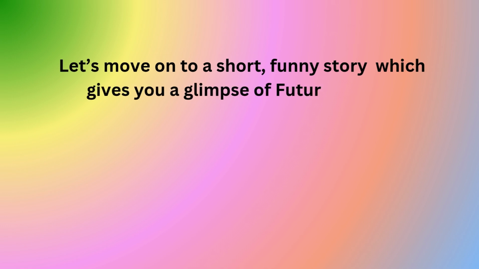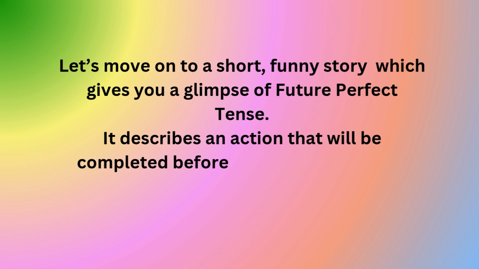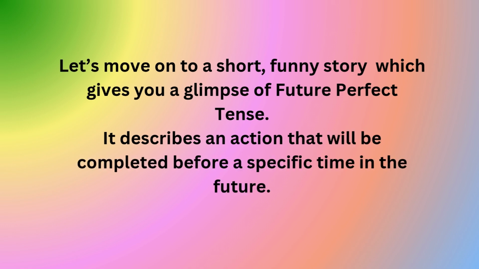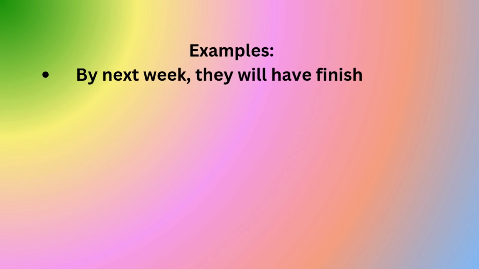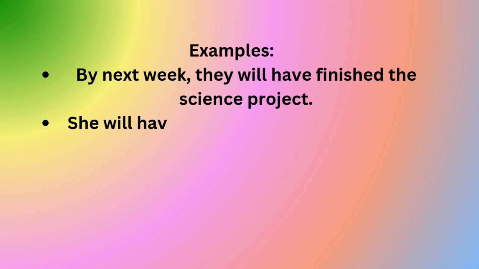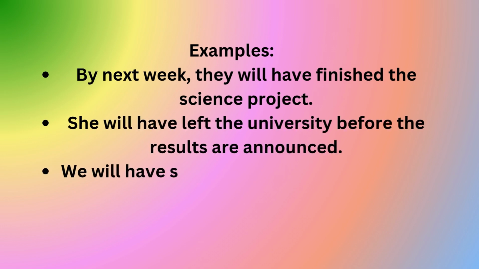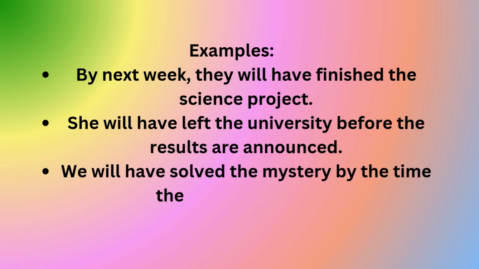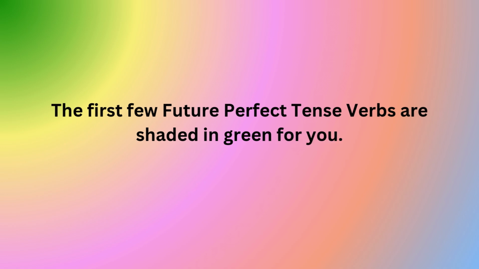Let's move on to a short funny story which gives you a glimpse of future perfect tense. It describes an action that will be completed before a specific time in the future. Examples. By next week, they will have finished the science project. She will have left the university before the results are announced. We will have solved the mystery by the time the professor arrives. The first few future perfect tense verbs are shaded in green for you.